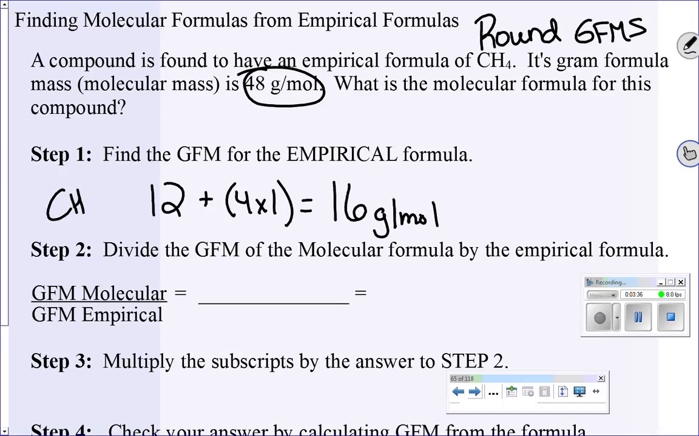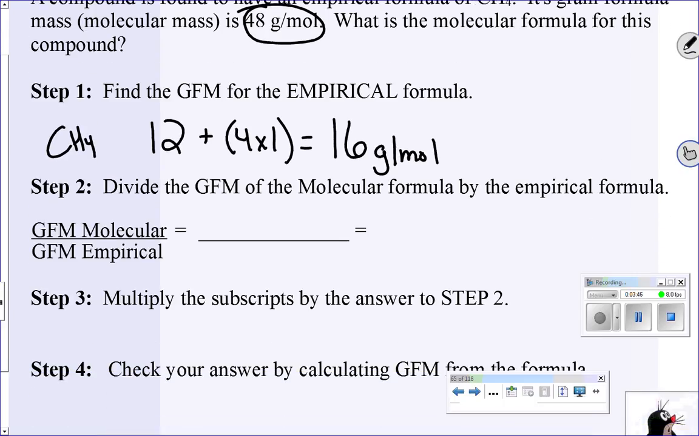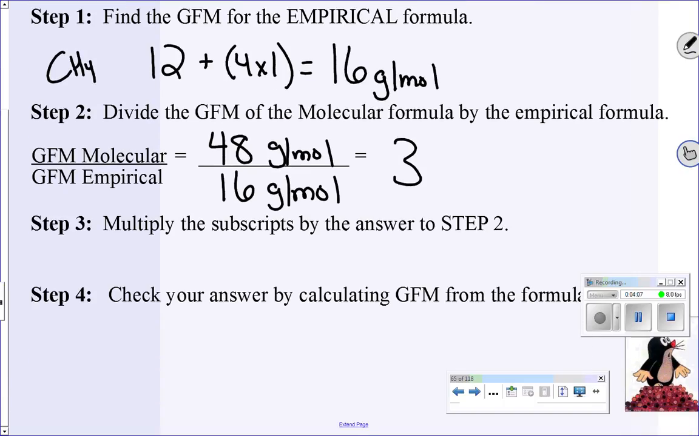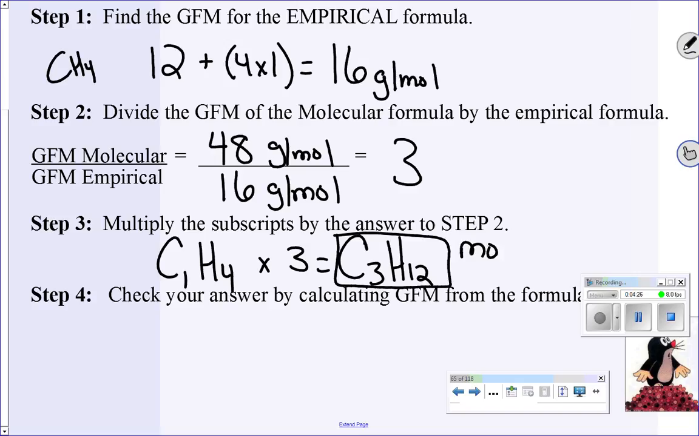Remember, this is just for CH4. That's not our actual compound. They're telling us we have a gram formula mass of 48. Since we know that's not our actual formula, we're going to take the GFM for our true molecular formula and divide it by that for our empirical formula. 48 divided by 16 gives us 3, which means this ratio is still true for C and H, but we're going to multiply that by 3. So CH4 is really C1H4. If we multiply each subscript by 3, we'll get C3H12. So that would be our actual molecular formula.